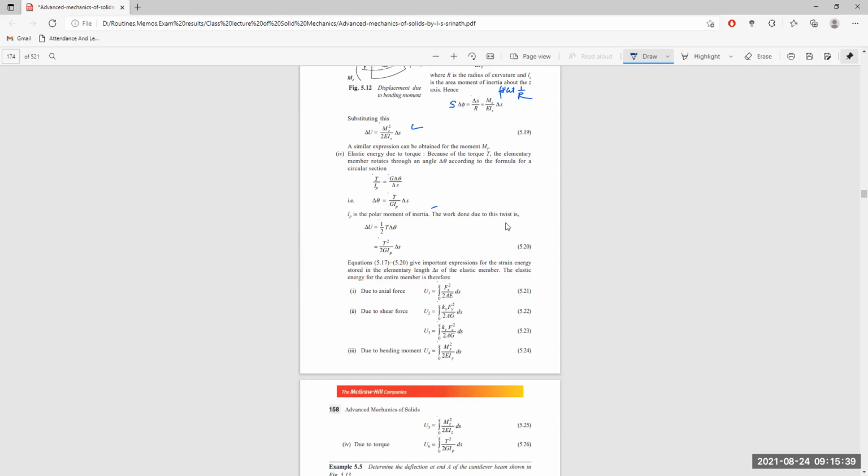Now, this is the bending moment contribution. And what about the torque? The energy due to torque, U6, is the integral from 0 to S of T square by 2 into G Ip ds.